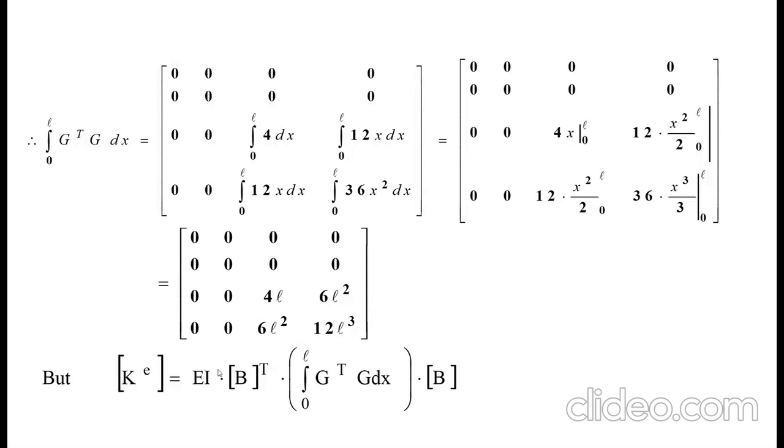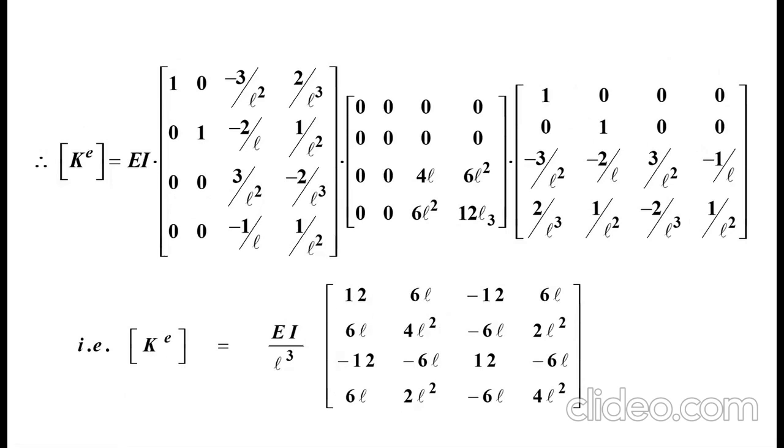So K equals EI Bᵀ integral from 0 to L of GᵀG dx B. We already know the integral of GᵀG dx value, and we know the B values. After multiplying these equations, we get the final stiffness matrix. Bᵀ equals: 1, 0, minus 3/L squared, 2/L cubed; 0, 1, minus 2/L, 1/L squared; 0, 0, 3/L squared, minus 2/L cubed; 0, 0, minus 1/L, 1/L squared. So this is the Bᵀ value.